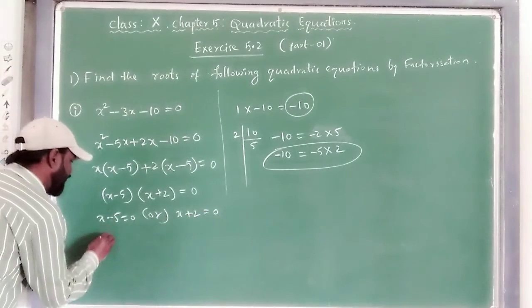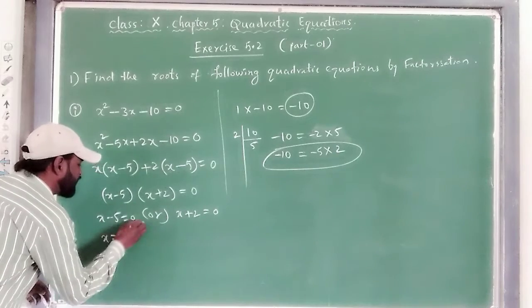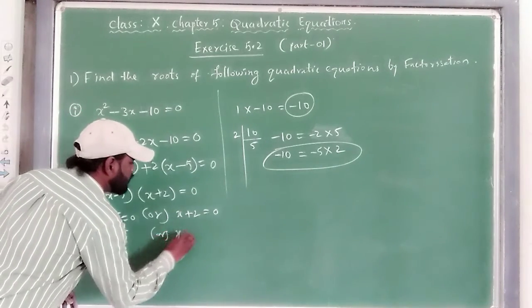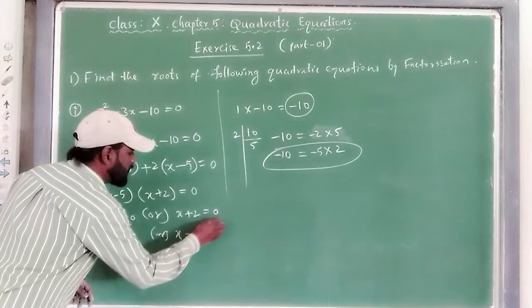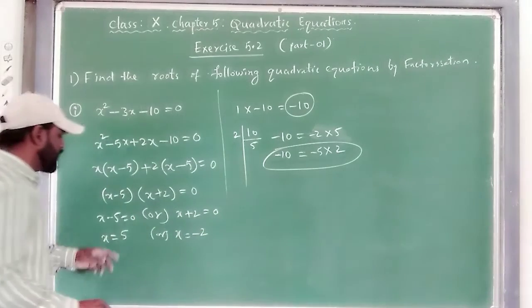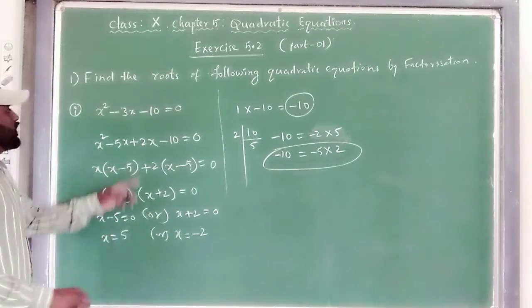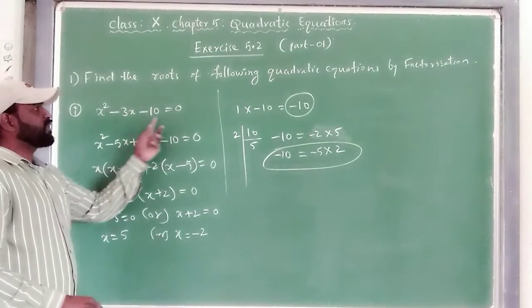So x minus 5 is equal to 0. When minus 5 is transposed to that side, it will become plus 5. And again here, x plus 2 is equal to 0. When you transpose, the plus 2 goes to that side and will become minus 2. That means the x value is either 5 or minus 2. That means these two numbers will satisfy this equation.